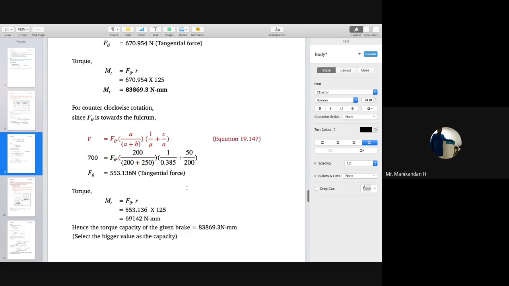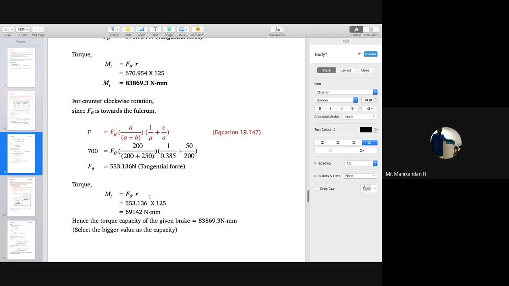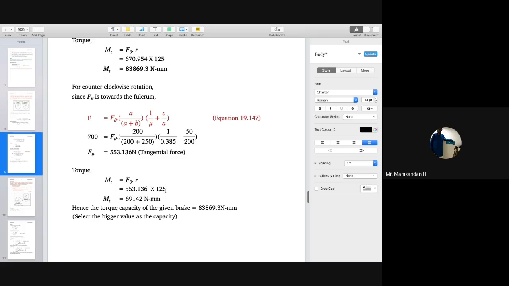So that's the tangential force. Now torque is equal to F theta into R, so 553.136 into 125, which gives 69,142 Newton mm. Always we have to take the greater capacity, so I am taking the highest torque. The actual torque capacity for the given brake is 88,869 Newton mm. So let's select the bigger value as the capacity.